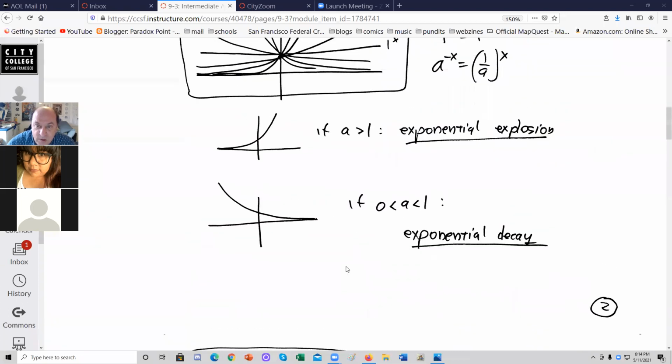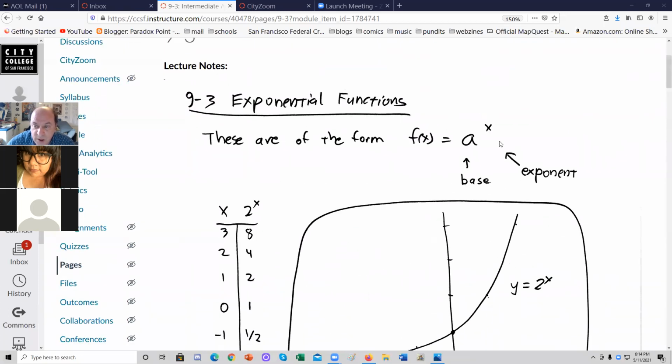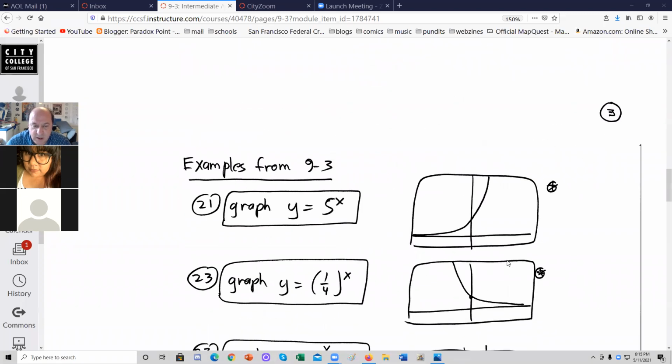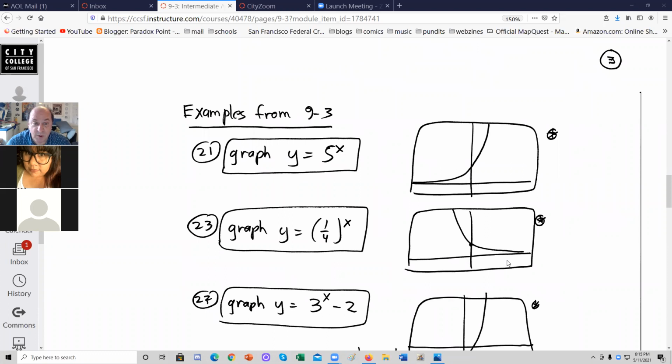Okay, now there are various uses of the exponential. One is in compound interest. We have a principal, P, an initial amount of money, invested for T years at an annual interest rate of R, and K compoundings per year. And A is the final value, the future value. Then the future value A is P times (1 plus R over K) to the KT. So it grows exponentially in T. So there's some examples from both.